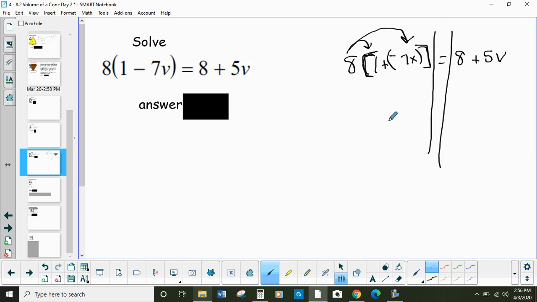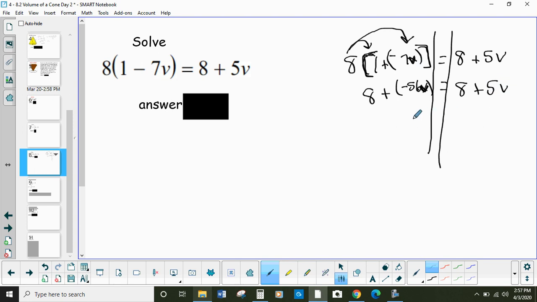When we're solving, we want to simplify first, so that means distribute first. 8 times 1 is 8. 8 times negative 7x is negative 56x. This side's already simplified. So somehow my v turned to an x. That's supposed to be a v. Sorry about that. This is a v. Make it a v. Okay.